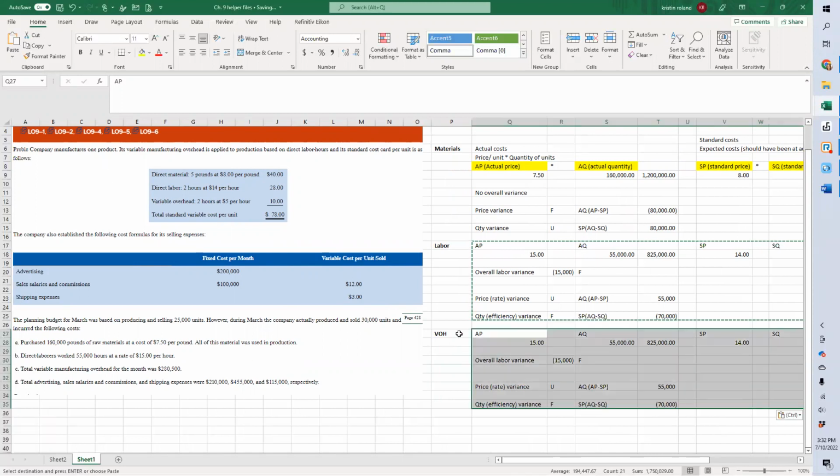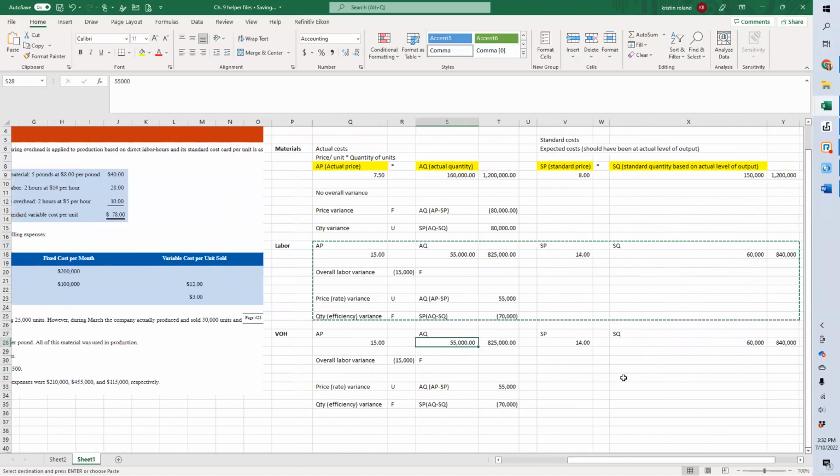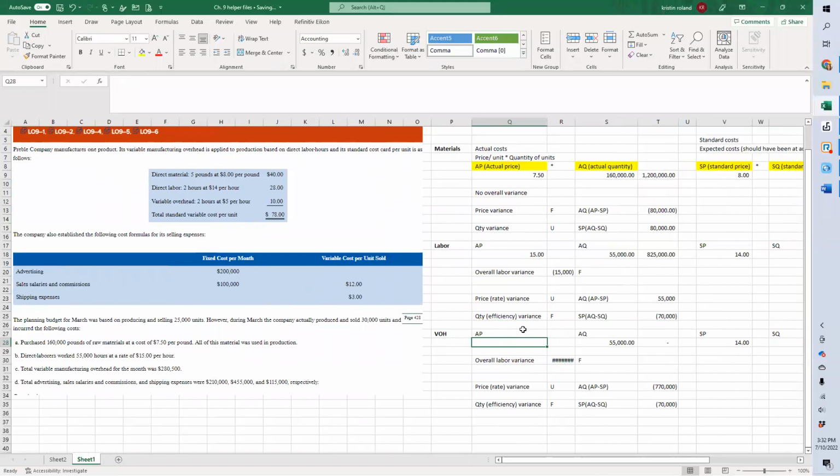And where it gets a little confusing here is overhead. It says up here, overhead is applied to production based on direct labor hours. And the standard cost card is as follows. So our quantity is actually based on our labor hours, so this 55,000 and this 60,000 are going to stay the same. What's going to differ is the price or the rate at which we apply overhead. So our standard price, if we look up here, variable overhead, 2 hours, and we expect to allocate it at $5 per hour. So our standard price is going to be 5.